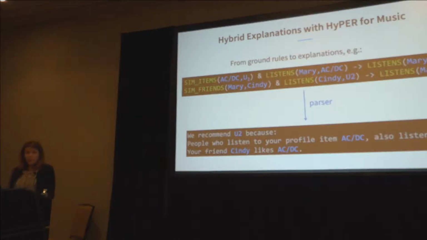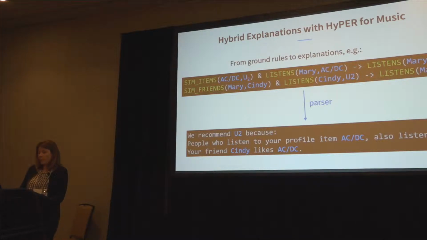Let's now describe how we generate hybrid explanations from ground logical rules. Given the set of all ground rules for a particular user item combination, we need to write a parser that translates ground logical rules to natural language explanations. So in this case, the first ground rule will be translated to "people who listen to your profile item AC/DC also listen to U2." And the second rule will be translated to "your friend Cindy likes AC/DC."